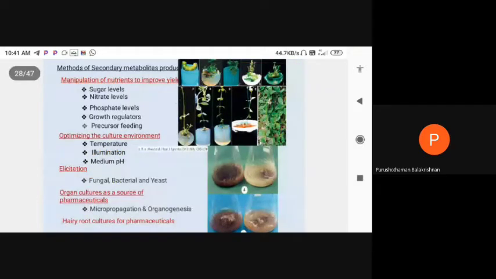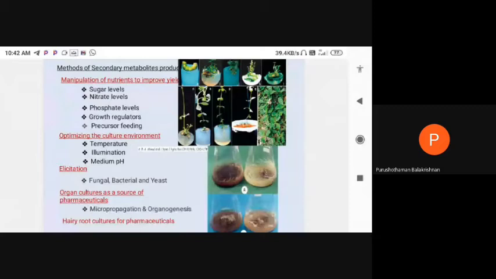Another thing is methods of secondary metabolite production through manipulation of nutrient improvement: sugar level, nitrate level, phosphate level, growth regulators, and precursor feeding. Optimize the culture environment: temperature, illumination, medium pH. Then elicitation with fungi, bacteria, and yeast. Organ culture as a source for micropropagation and organogenesis. Hairy root culture for pharmaceuticals, biotransformation, or production of secondary metabolites.